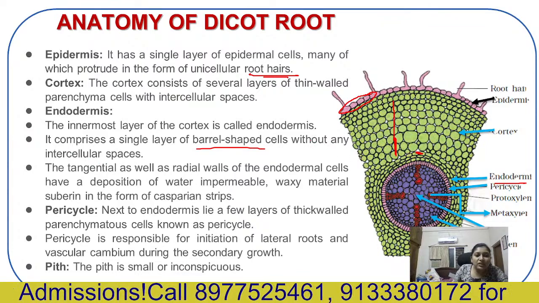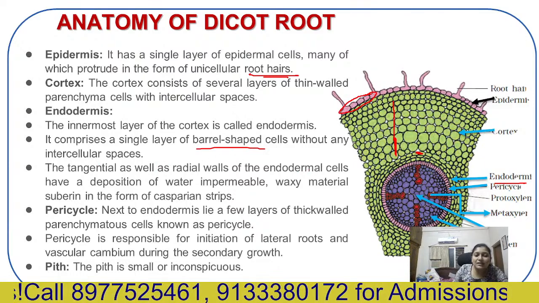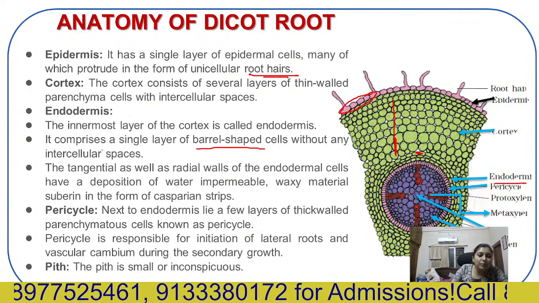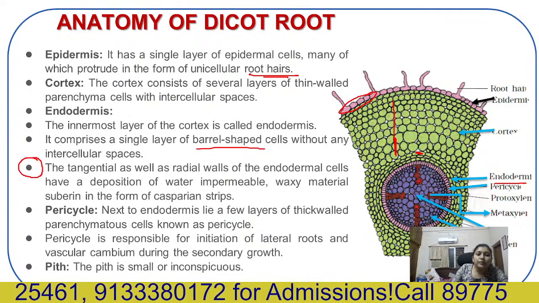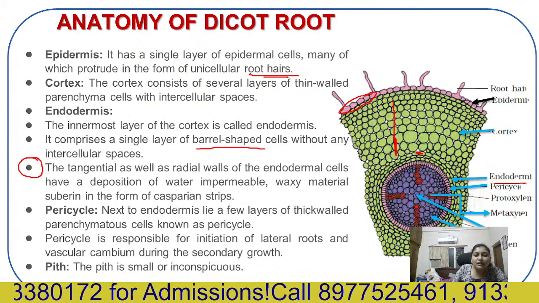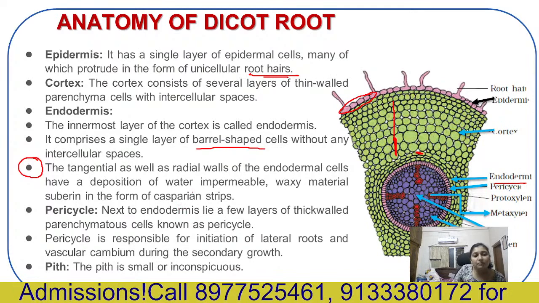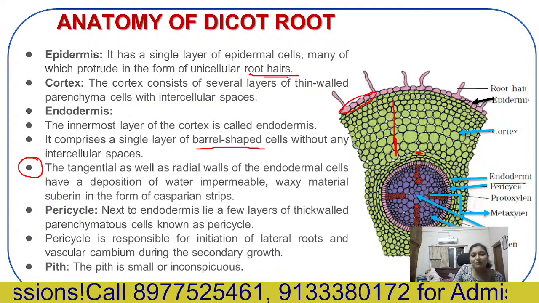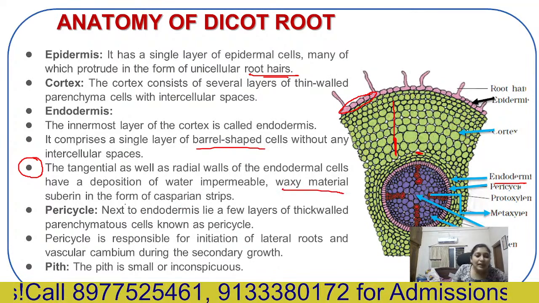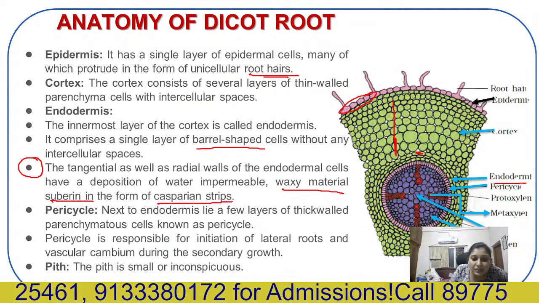The tangential as well as radial walls of these endodermal cells, remember, this is also a very important point to notice, have a water-impermeable deposition of waxy material known as suberin deposition, in the form of Casparian strips.